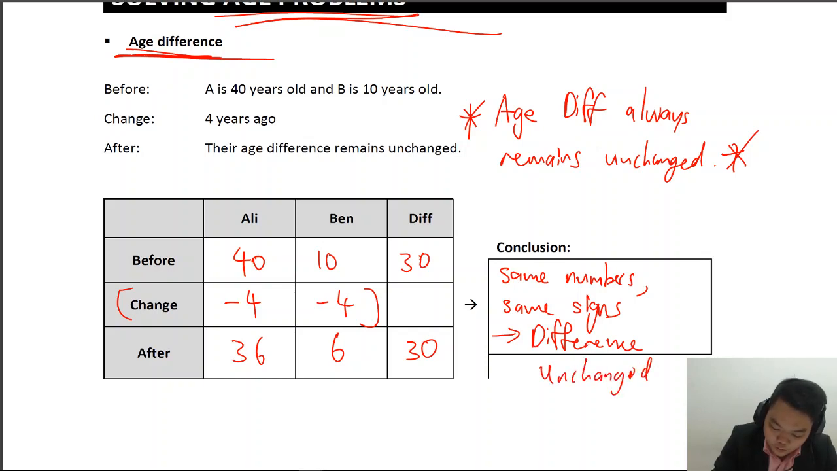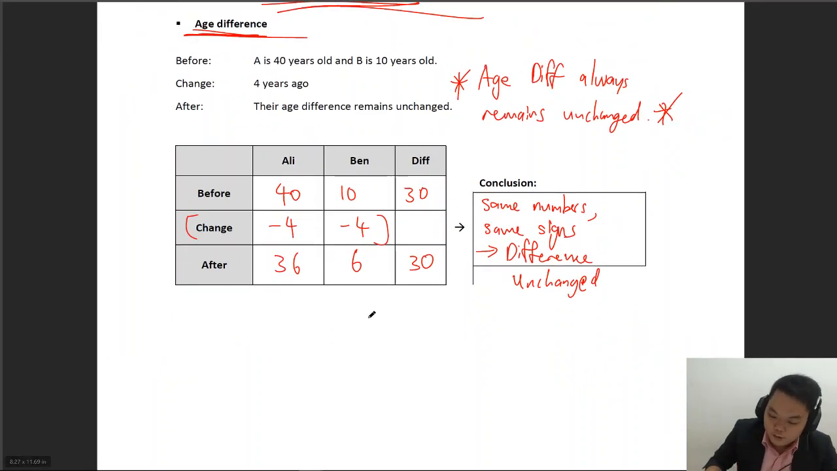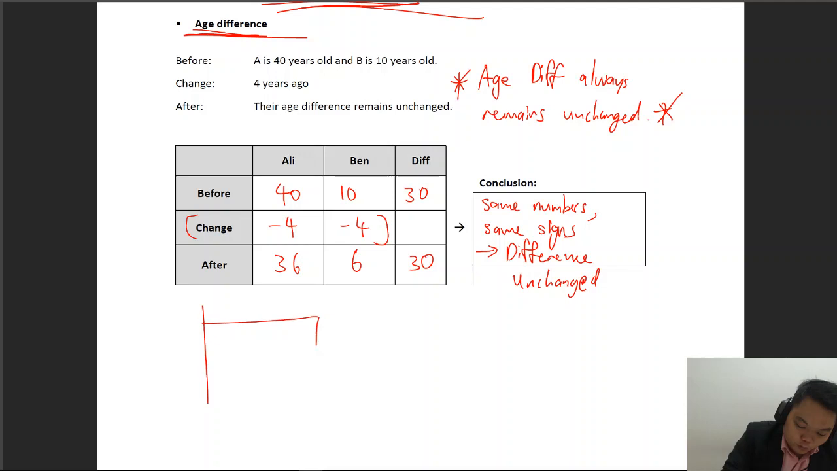So how can you view this from a model perspective? Instead of tabulation, those of you who are more familiar with models, let's do it by models. So let's say two people are here, and you add on the same number to both of them. Now, keep in mind that this is your difference.